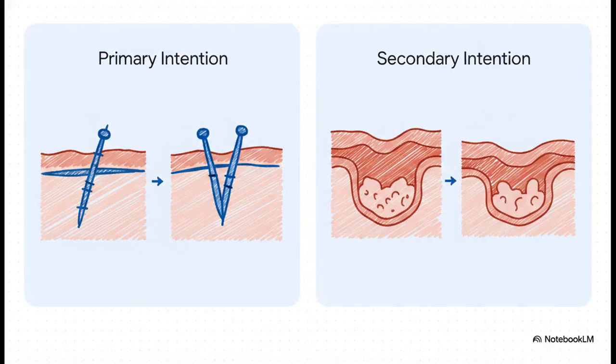Okay, so once a wound exists, surgeons are at a crossroads. Do we close it by primary intention, bring the edges together with stitches for a nice, clean scar? Or do we let it heal by secondary intention, which means we let the body fill it in from the bottom up? That decision really depends on the wound itself.